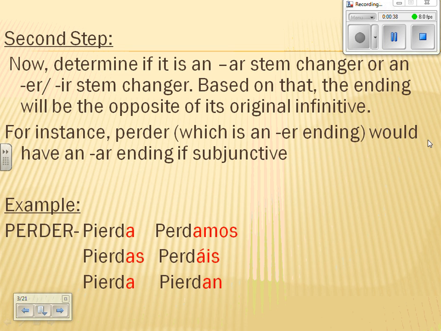The second step to forming a subjunctive is to determine if the verb is an AR stem changer or an ER-IR stem changer. Based on that, the ending will be the opposite of its original infinitive. For instance, perder, which has an ER ending, will have an AR ending if subjunctive. Here's an example. The verb perder has an ER ending. In subjunctive form, however, it will be pierda, pierdas, pierda, pierdamos, pierdas, or pierdan.